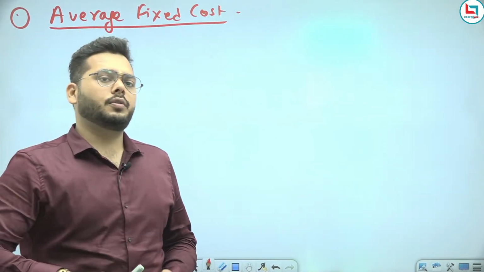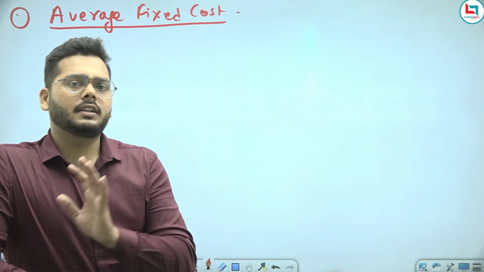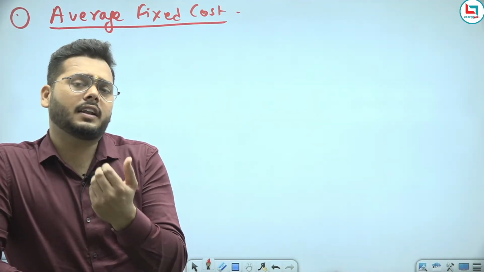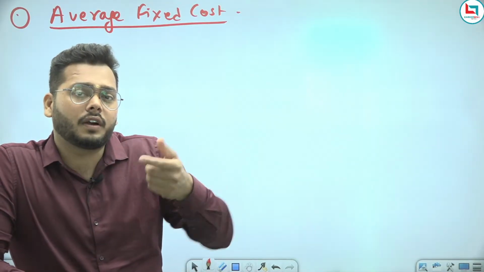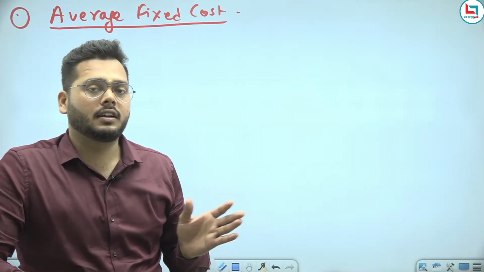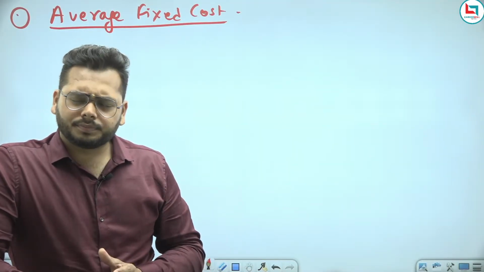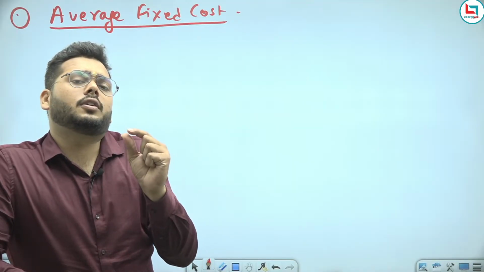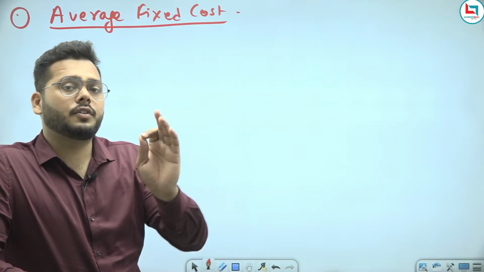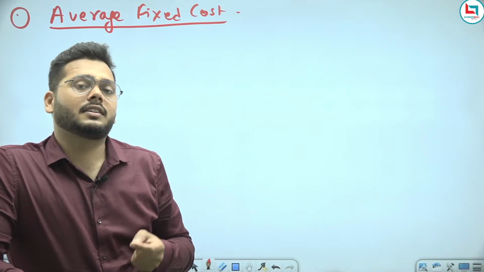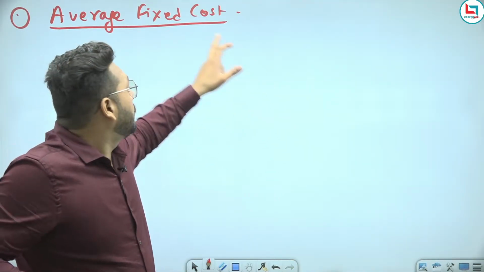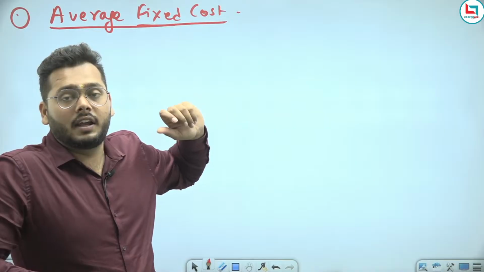As I've already told you, if you want to find an average, it means you are not going to find the additional part, that we have already done in the marginal cost. If you want to find out the cost of only one output, that actually becomes the average cost. But here what has been written? Fixed cost.